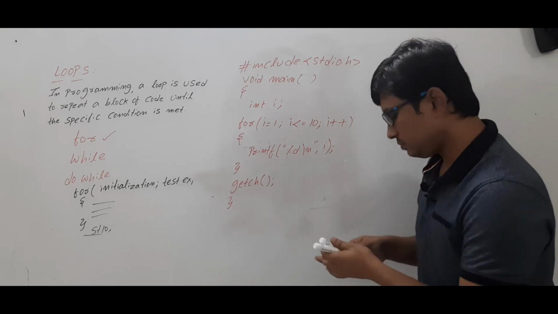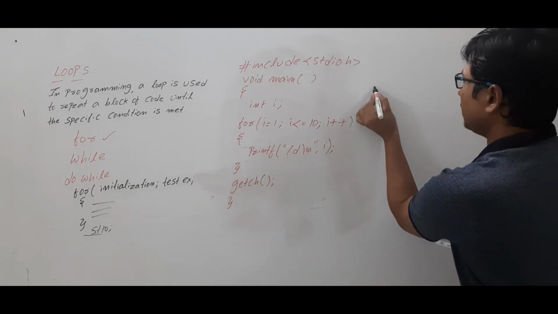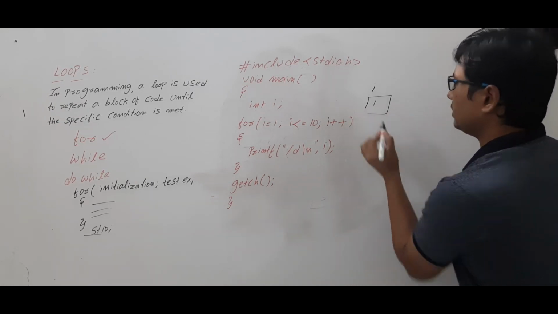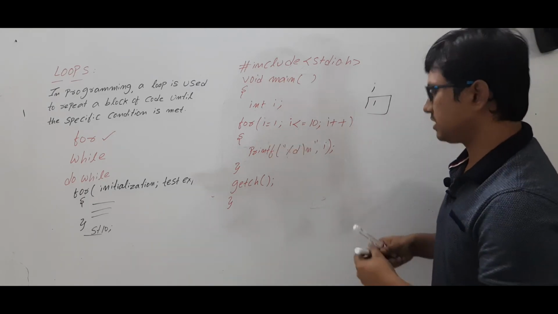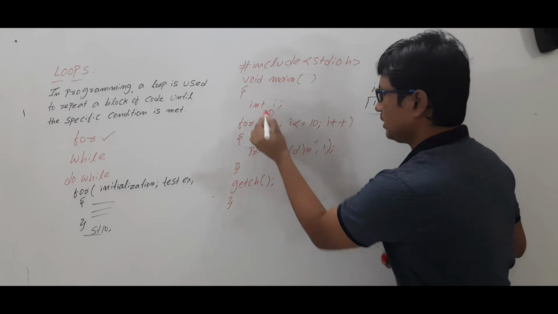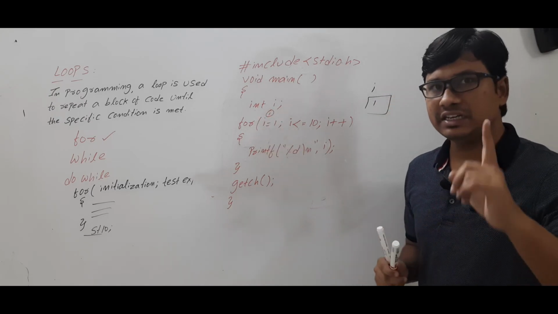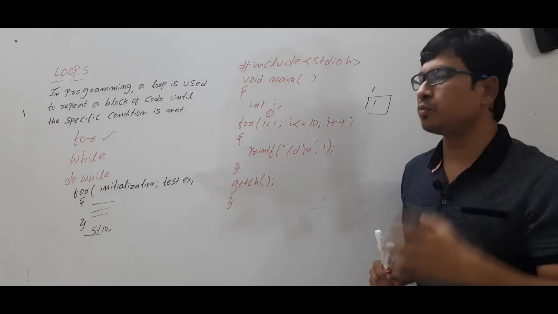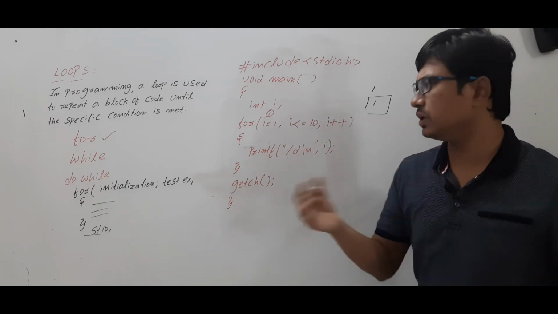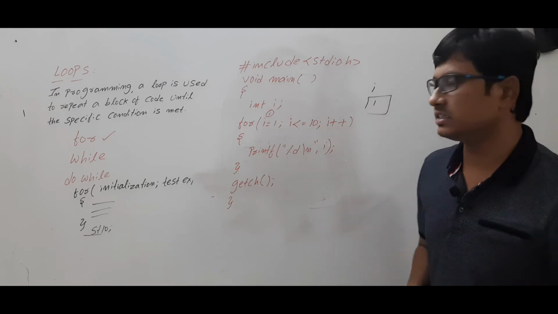Okay, initially what is the I value? I value is initially 1. Okay, now I is equal to 1. This is the first thing that has been done. Now remember one thing, initialization will be done only once. Please note down this point. Initialization will be done only once. I is equal to 1, initialization is done.